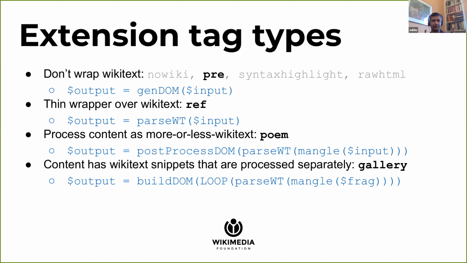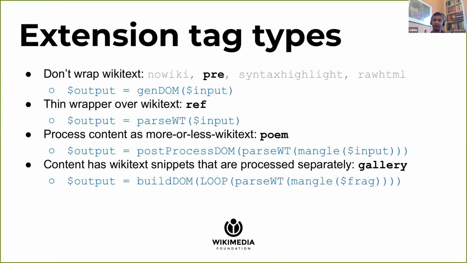Or you might have extensions that are a very thin wrapper over Wikitext, for example, the ref tag. In this case, you'll probably use the API method to parse the Wikitext and return the DOM. And there are some extensions where the content is more or less Wikitext. For example, the poem extension has some special semantics, for example, how it handles new lines in nowikis or new lines in general, and also how colons are handled.